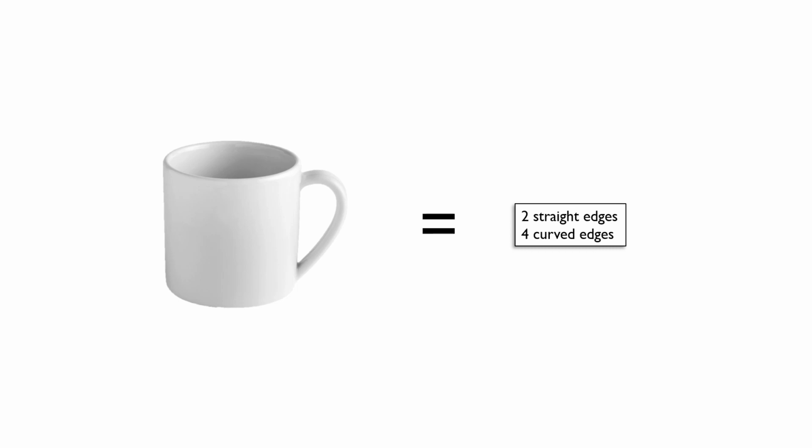In this case, this coffee mug has 2 straight edges, and then it has 4 curved edges. So the top and the bottom, and then each side of the handle. So there's the straight lines and the curved lines. Again, I would go through my memory and try to find all the things I have stored that have 2 straight edges and 4 curved edges.